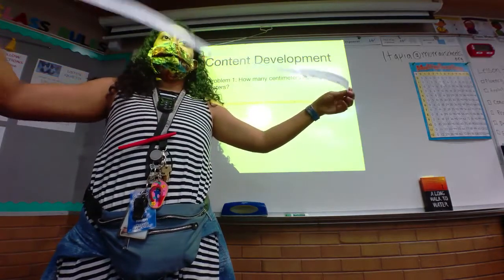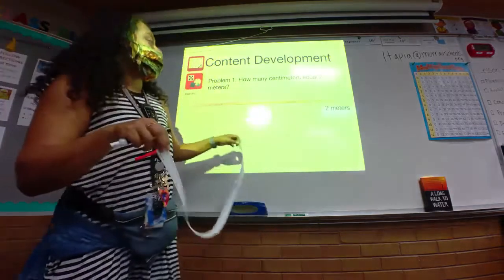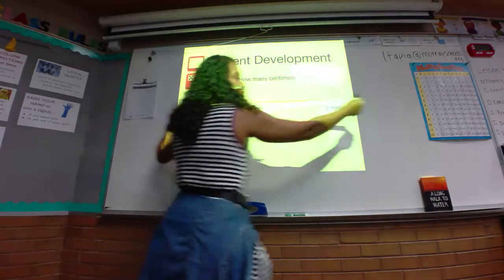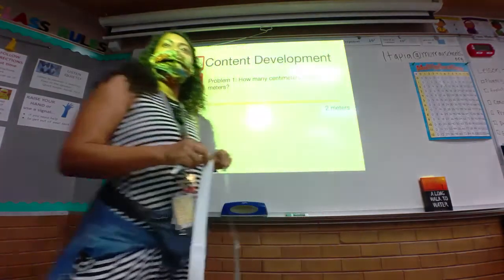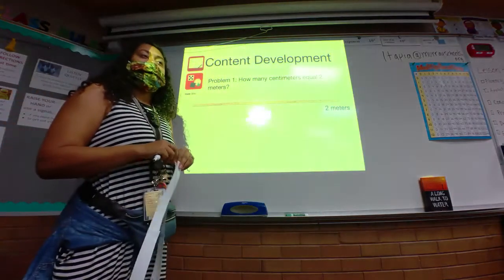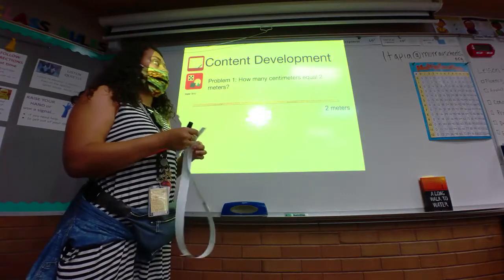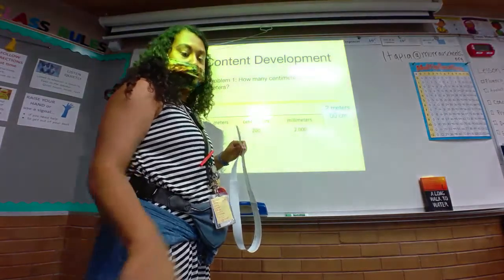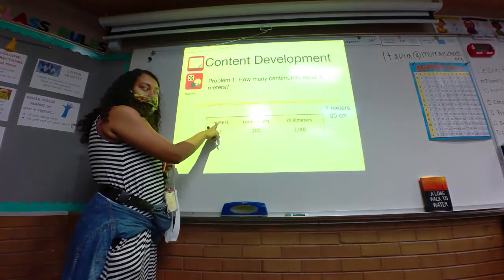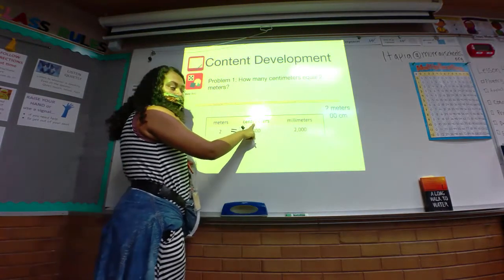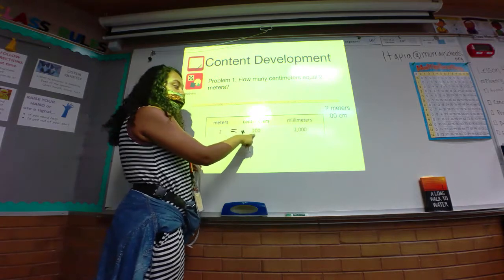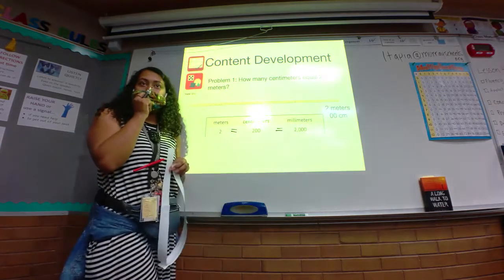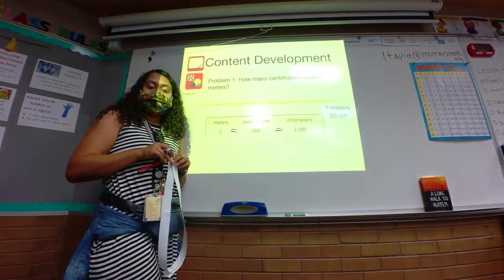100 centimeters or 1 meter, right? So if you have 2 meters, so if you have 2 of these, 1, 2, how many centimeters is that? Noah? 200 centimeters, okay? Beautiful. So we have 2 meters is equal to 200 centimeters, and 200 centimeters is equal to 2,000 millimeters, okay?